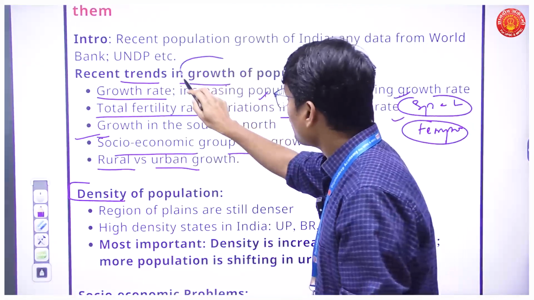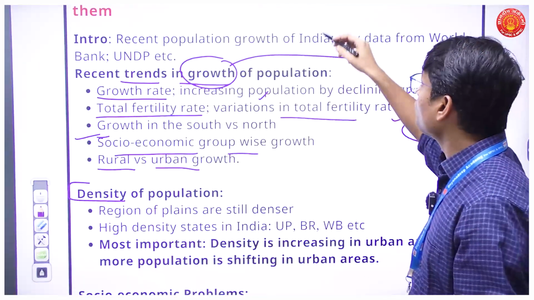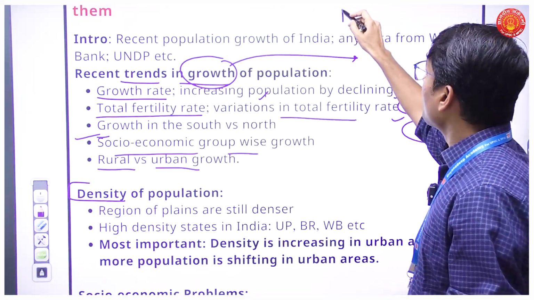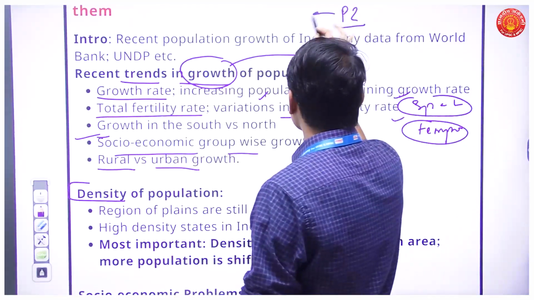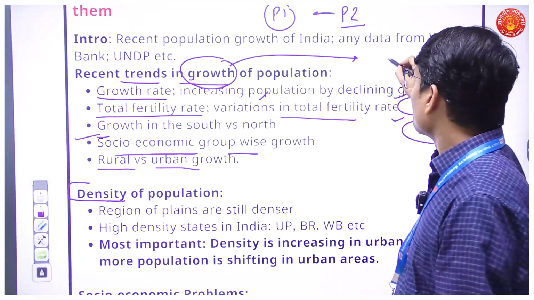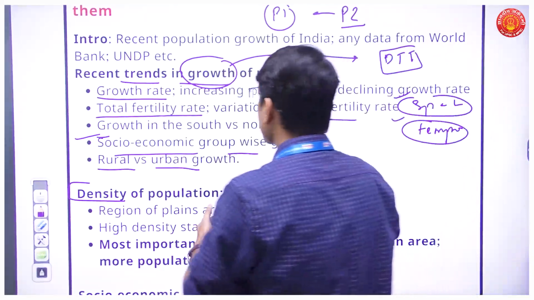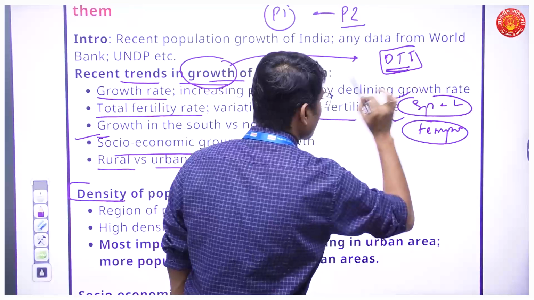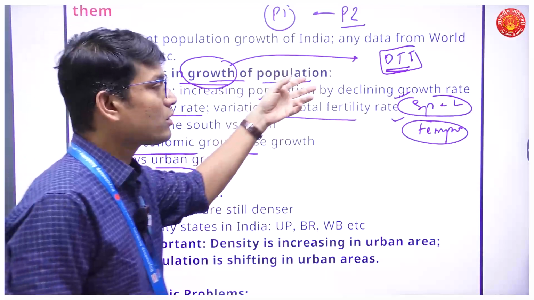Now while I talk about the growth, I then go back to paper 1. So I'll just give you one more tip when it comes to writing answers for geography optional. If you are writing something in paper 2, try to find if there is any theory from paper 1 which can be quoted here. In paper 1, I have one theory, that is demographic transition theory. And while I talk about the growth of population in India, I will talk about some demographic transition theory points where I will say that India is in so and so stage of demographic transition.